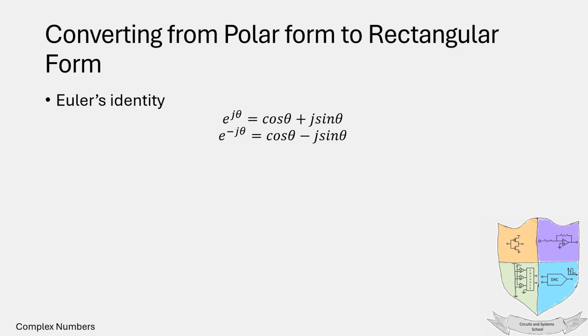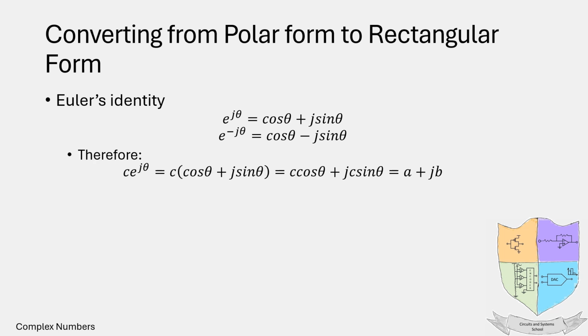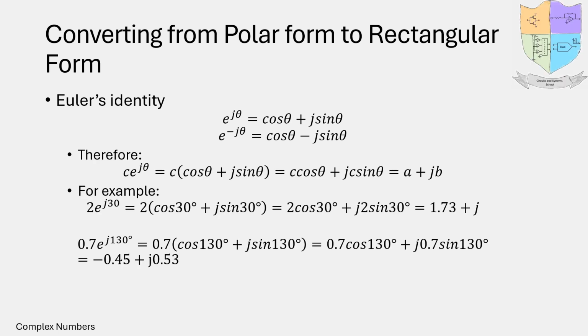Converting from polar to rectangular form relies on Euler's identity. Two examples of converting complex numbers from polar to rectangular form are provided here.